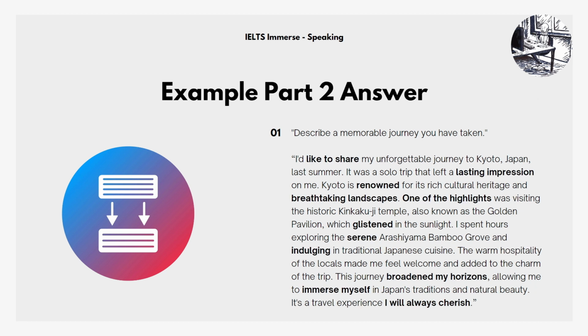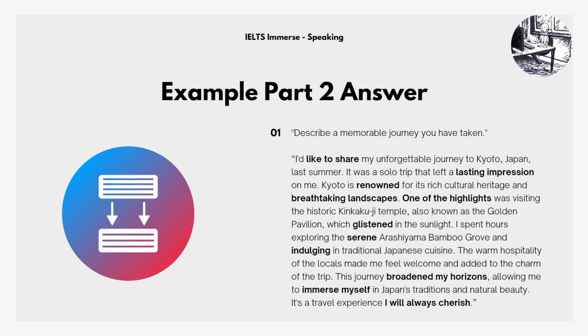The first part of the answer is always an important one, particularly in part 2. I've begun with, "I'd like to share my unforgettable journey." "I'd like to share" is a very common expression that you can use. Another one that you can use is, "Wow, I have been on many memorable journeys, but the one I'd like to talk about is..." This is another expression that we can use. It just sets off your question in a very nice way. You've answered the question, you've explained that you're going to go straight and talk about a memorable journey.